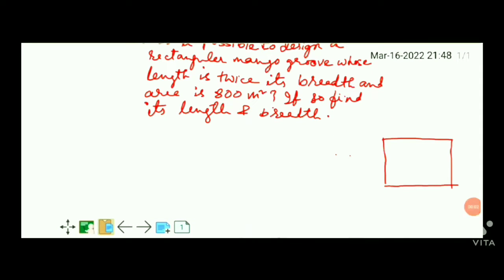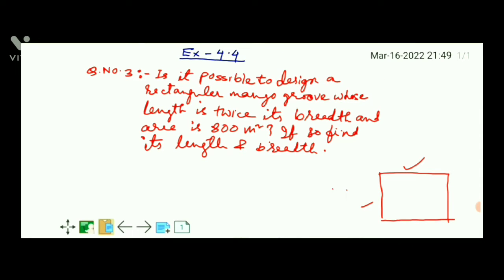So you know this is a rectangle. You have learned about rectangle in geometry classes, so we'll not go to that today. We'll try to solve this question. This is the rectangle. This is the shorter length, this is the shorter length, and this is the longer length. So this shorter length is called breadth and longer length is length. So what is the condition here? The length is twice its breadth.